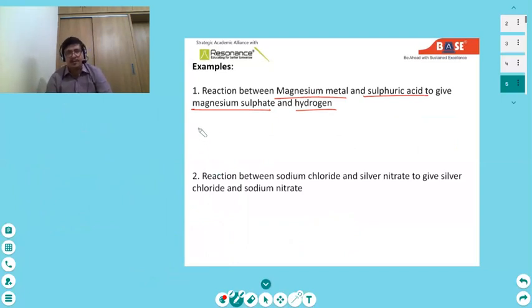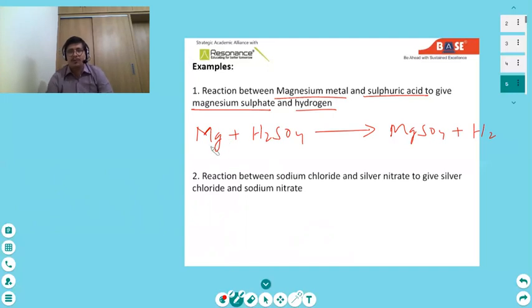I hope that is done. So I will be writing magnesium, and when you treat magnesium with sulfuric acid, the king of acids, or you can call it the king of chemicals, what you get is magnesium sulfate, so MgSO4, and you get hydrogen as the gas. So balancing, you see 1 magnesium, 1 magnesium, 1 SO4, 1 SO4, 2 hydrogen, 2 hydrogen.